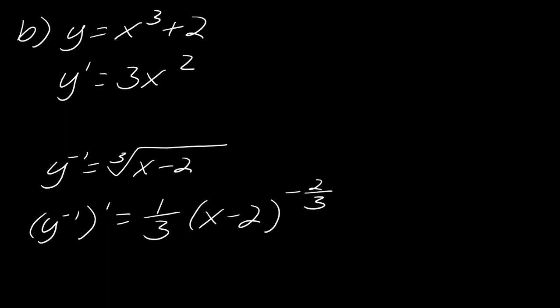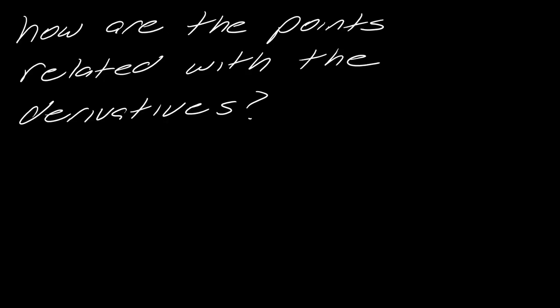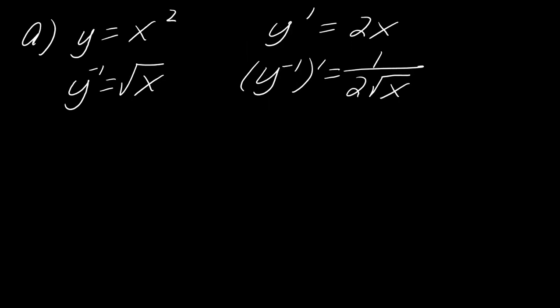Now what I want to do is ask the question of how the points that we found are related with their derivatives. There's this kind of odd relationship with functions, their inverses, and their derivatives. So here's everything that we have found so far: here's my function, here's the inverse, and here are the derivatives of those. Here's what I'm going to do. Remember the point that I chose at the beginning. I used the point 3, 9.